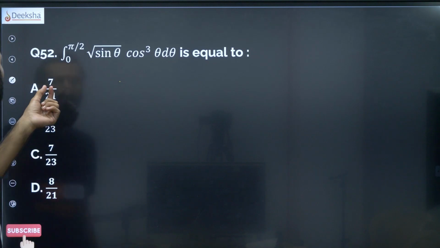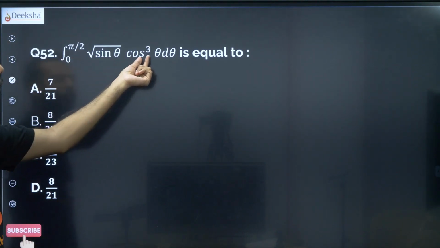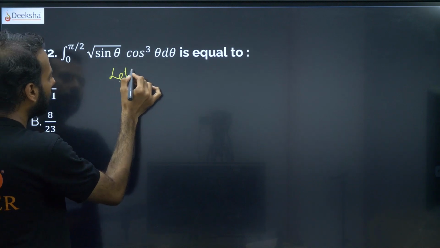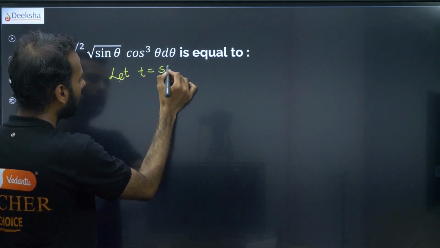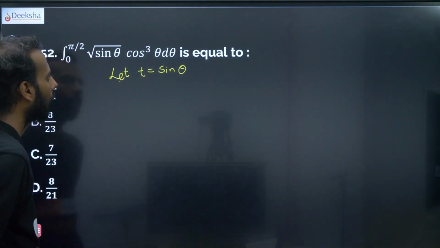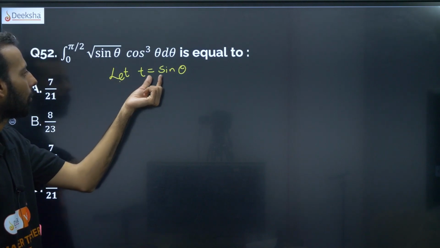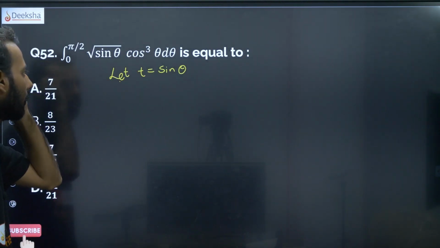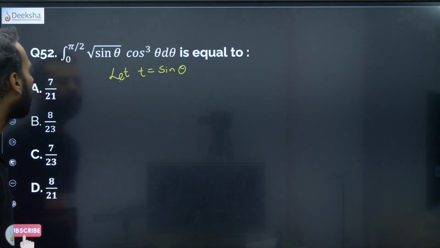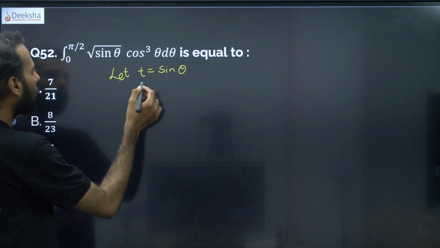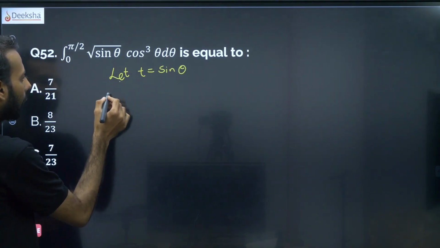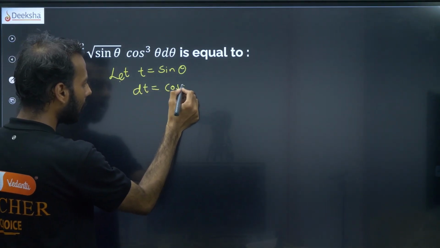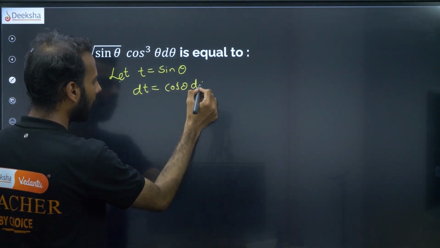See here, integral from 0 to pi by 2 of root of sin theta cos cube theta d theta. For this, let t is equal to sin theta. Now why we are doing this substitution here: some things will get simplified. Cos theta d theta is readily available, that's why. Now when t is equal to sin theta, dt is equal to cos theta d theta.